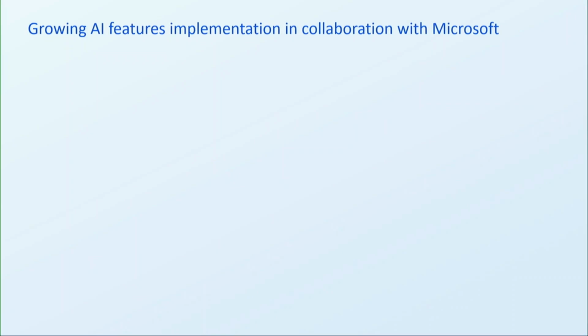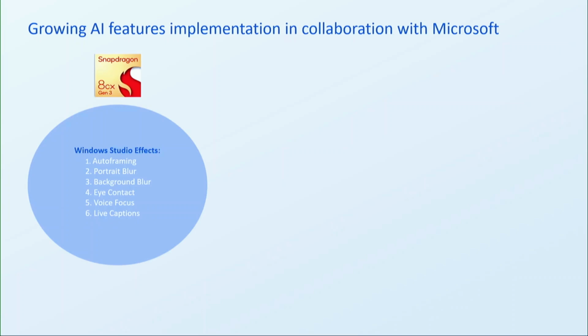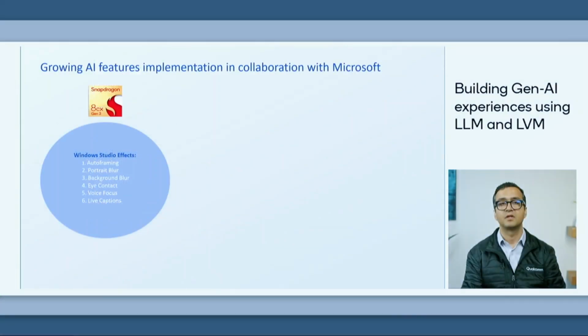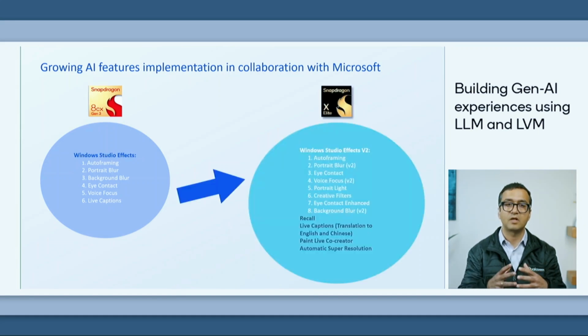We saw how we are making it easier for developers to integrate AI into their applications running on the device. Now, take a look at how we are partnering with Microsoft to enhance the end-user AI PC experience. We started developing Windows Studio Effects AI features with Microsoft on our previous Snapdragon 8cx Gen 3 platform. With our growing collaboration, we are the first to launch next-gen AI features on our Snapdragon X platforms, like newer Windows Studio Effects, Recall, Live Captions, Paint Co-Creator, Automatic Super Resolution for games, and many more.